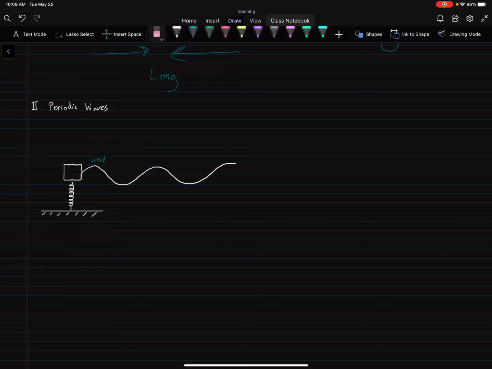And troughs down here. So the waves would be traveling this way, and the displacement is up and down. We can talk about the displacement having some amplitude, usually denoted A. And the wave has a wavelength from peak to peak or trough to trough, some wavelength lambda.